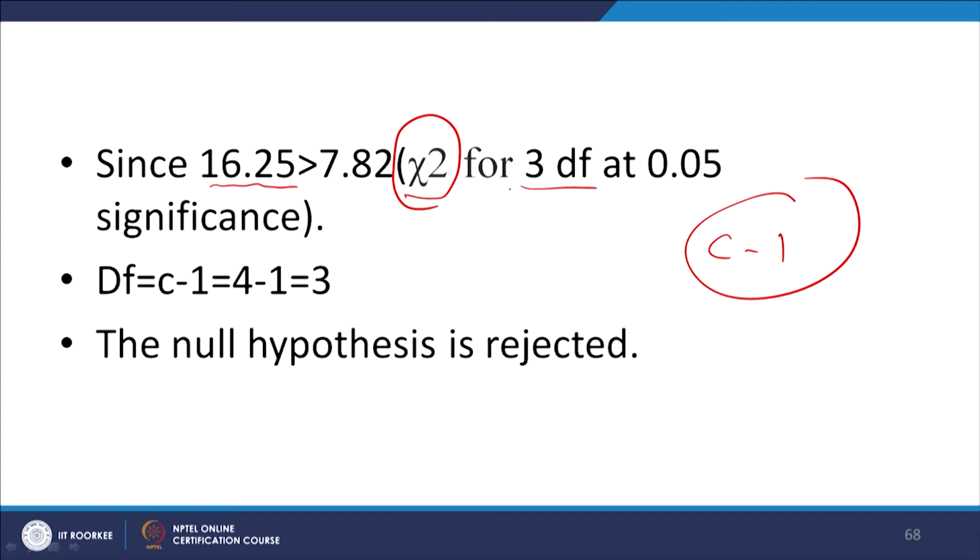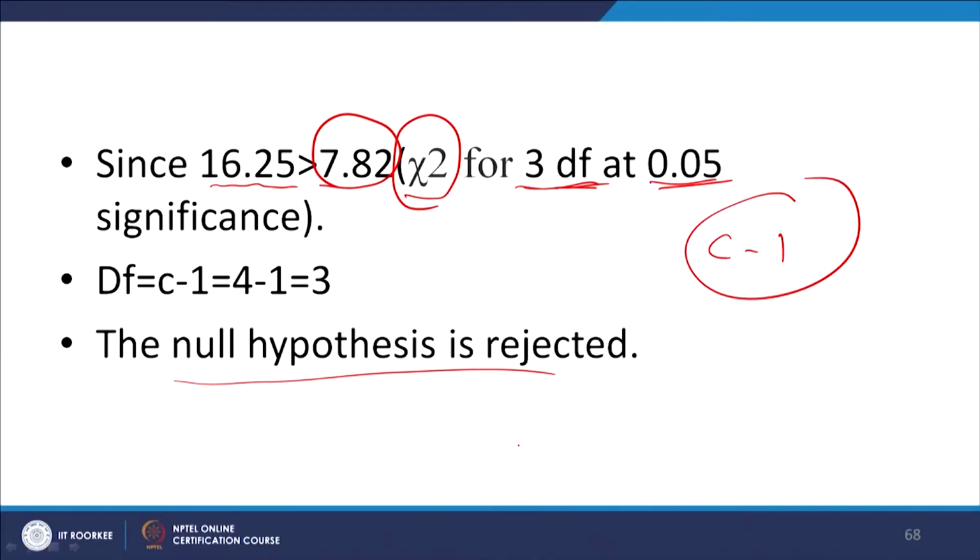Now, if you look at the chi-square table for 3 degrees of freedom at the 0.05 significance level, the value is 7.82. Now, since 16.25 is greater than 7.82, what is your assumption? What inference will you draw?